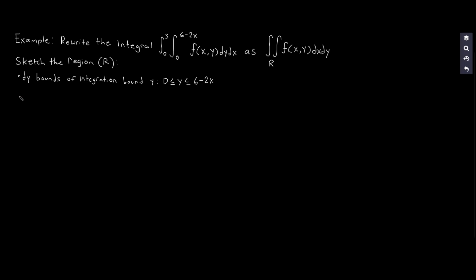Okay. So then the dx bounds of integration, that's what bounds x. And it looks like x is in between 0 and 3. So what we're going to have to do is try to draw this out. Let's draw a cool R. Look how cool that R is. Anyway, let's just try to draw this out. Honestly, I'm going to draw it out over here.